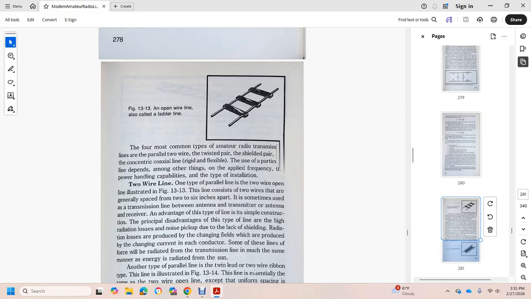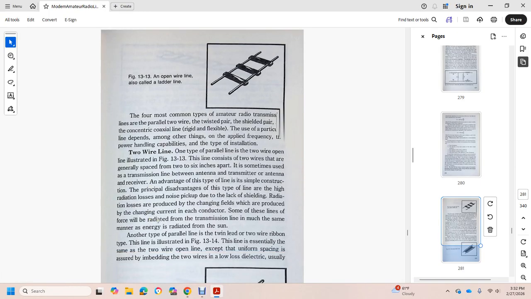Two-wire line operation is shown in figure 13. The line has two wires, generally spaced 2 to 6 inches apart, sometimes used for transmission between the transmitter and the antenna. The disadvantages are radiation loss and noise pickup due to the lack of shielding. Radiation loss occurs because the changing current in each conductor produces a changing field, and the lines of force radiate much of the energy.